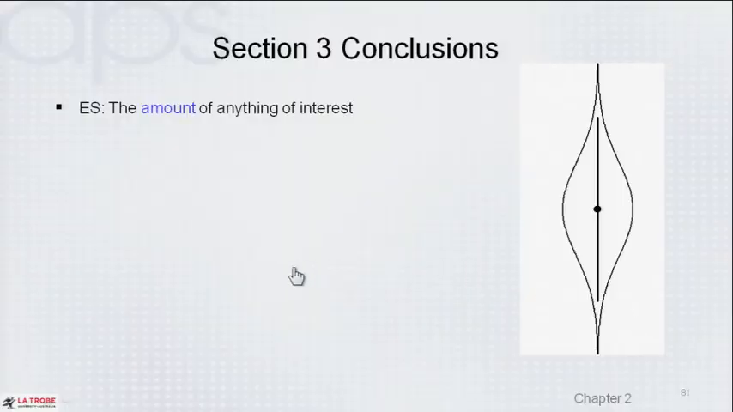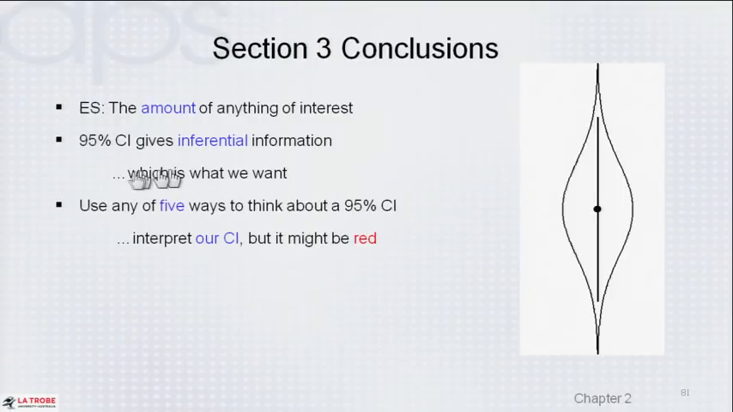An effect size is the amount of anything of interest. The 95% confidence interval gives us inferential information, tells us about the underlying population, and that's the estimation we want. Think about your confidence interval in any of 5 ways, but always bear in mind it might be red. So we can think about cat size and graduated likelihood and plausibility and things, but you might have lucked out and it might be red.